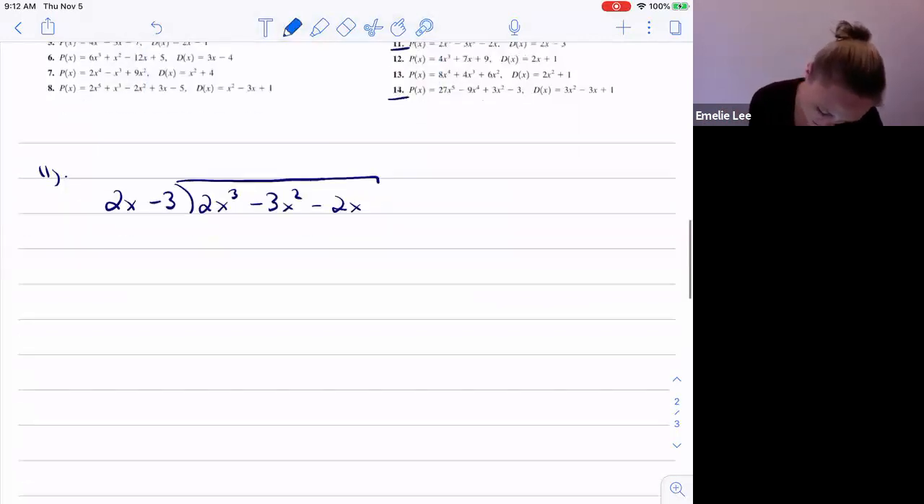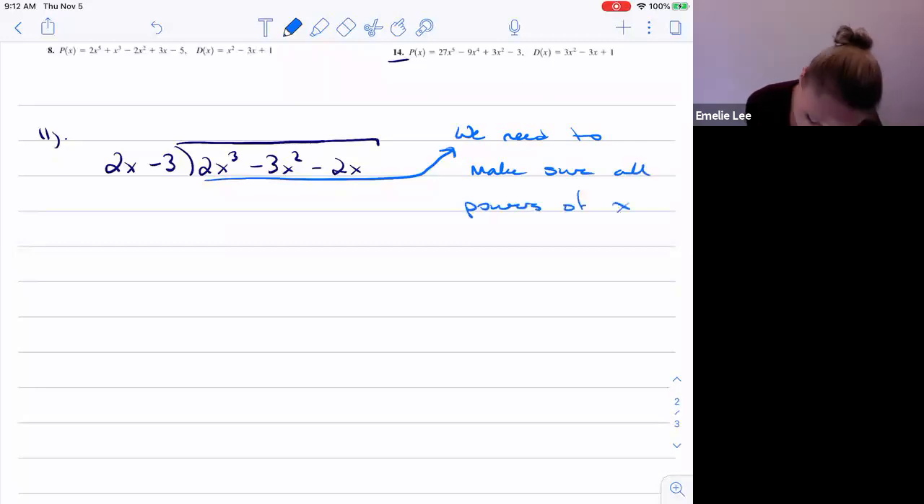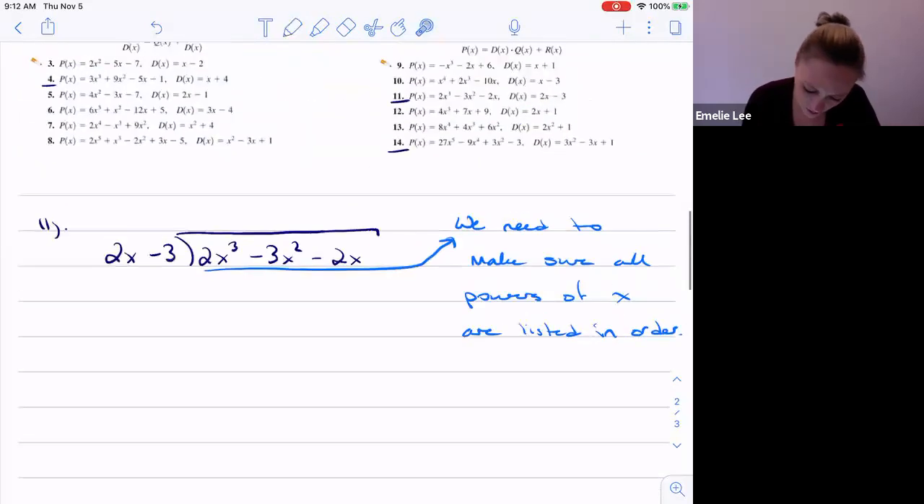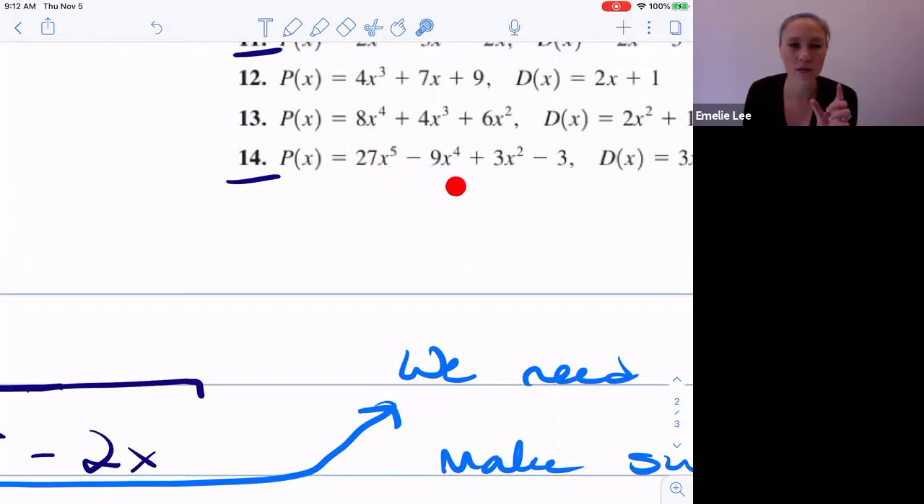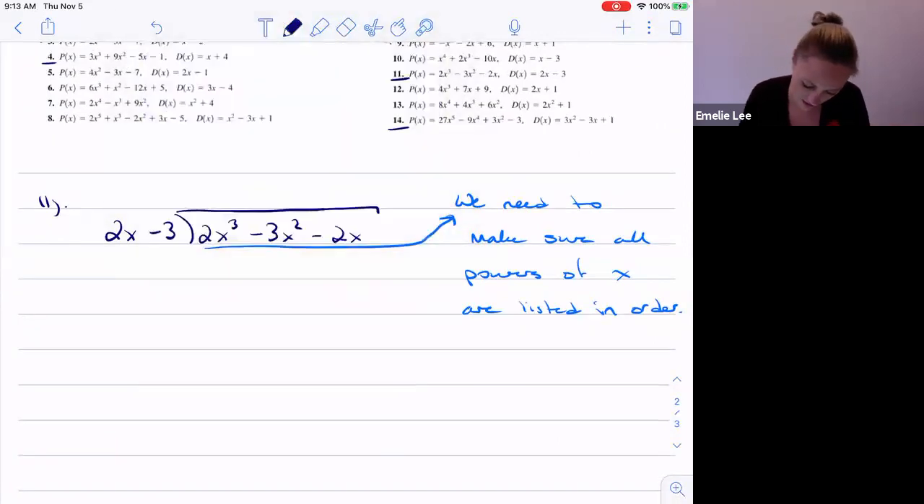So I'm going to make a note here. We need to make sure all powers of x are listed in order. The next one, I picked it for that reason. If you've got x to the power of 5, x to the power of 4, notice how there's no x to the power of 3 here. So we're going to squeeze in plus 0 times x to the power of 3, and then same thing, plus 0 times x, just to have those placeholders, because otherwise our quotient gets mixed up. But we'll see that in the next example. So in this case, we're good.